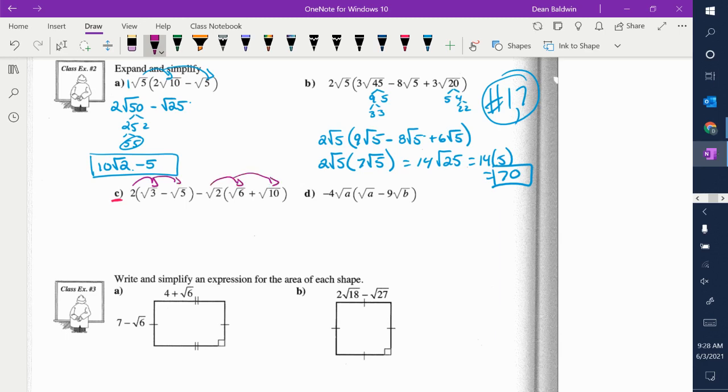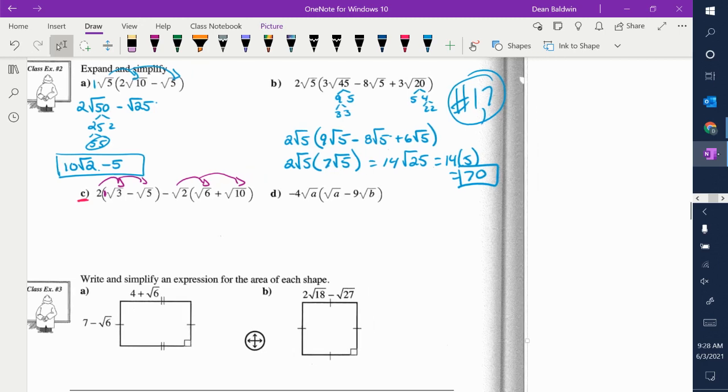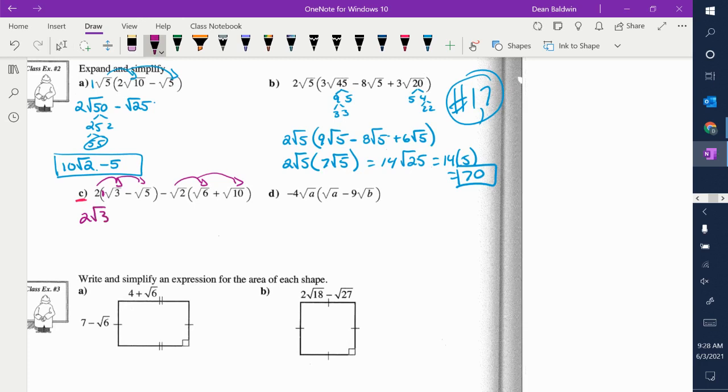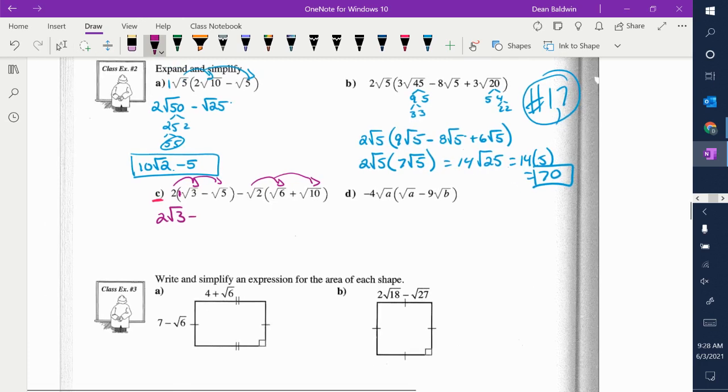gets multiplied in. What's 2 times root 3? 2 root 3, right? If it's just a number, you just multiply it. You only multiply inside the radicals. All right, so I get 2 root 3 minus 2 root 5. Then this negative root 2 gets dumped in.